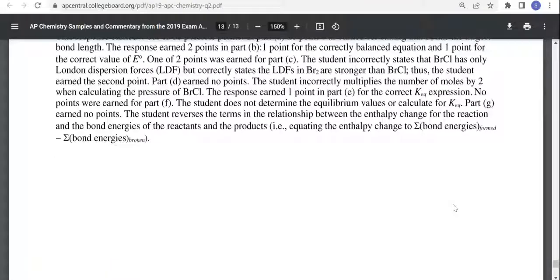So that is all for this question. So hopefully the question makes sense, and looking at some of those student responses was instructive for you to see how that question would be scored and what you need to do to receive full credit.